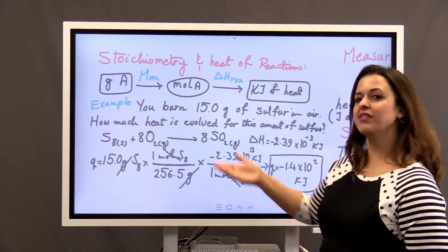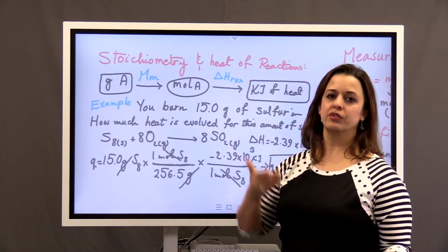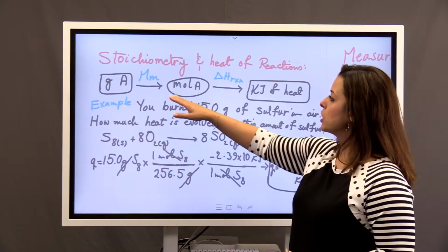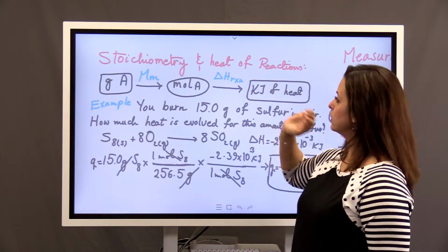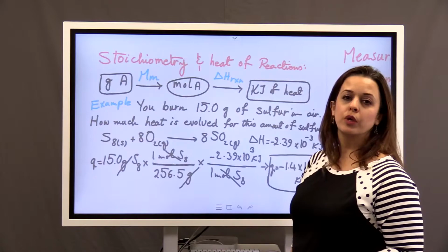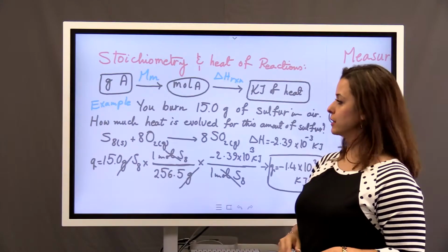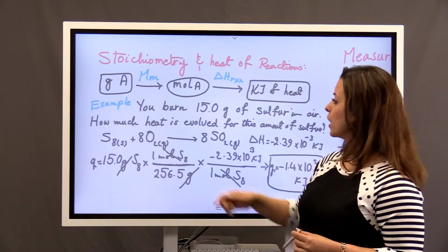You are normally given the mass of a substance, whether it's reactant or product. Then you will use its molar mass to change it to moles. Then use the heat of reaction to change it to kilojoules of heat. Let's work on an example to make it more clear.